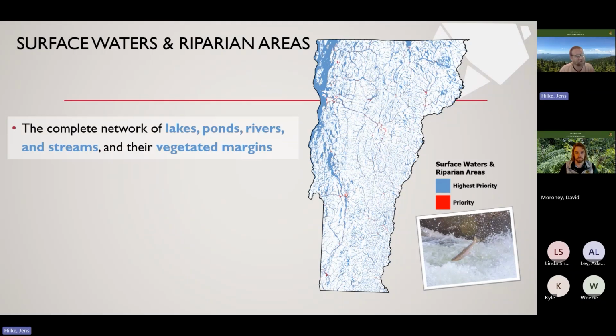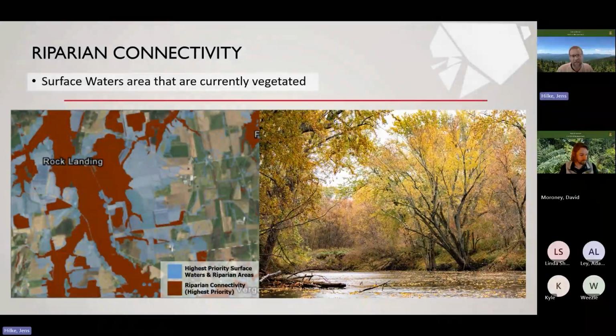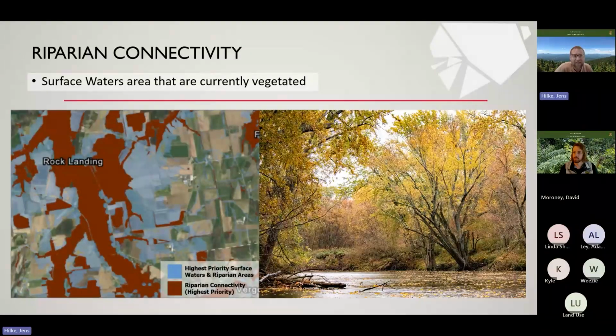But we really want to underscore this message that everything that's wet is just important for biological diversity. It's important for water quality, flood protection, terrestrial species habitat, wildlife movement, and plant and animal range shifts in response to climate change. Now, there's another related data set here that we call riparian connectivity. And that's a subset of the larger surface water and riparian area network. And that's just the stuff that is currently vegetated.